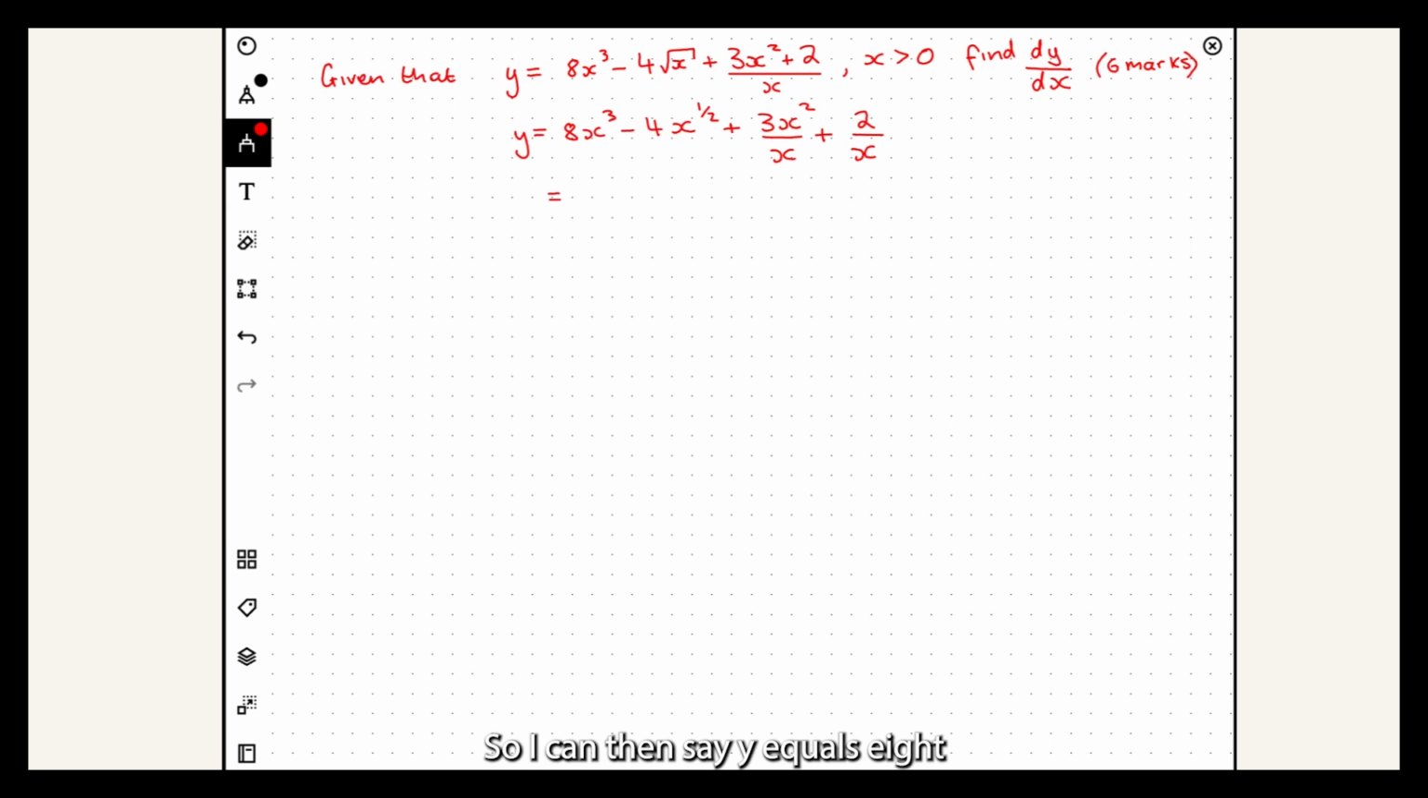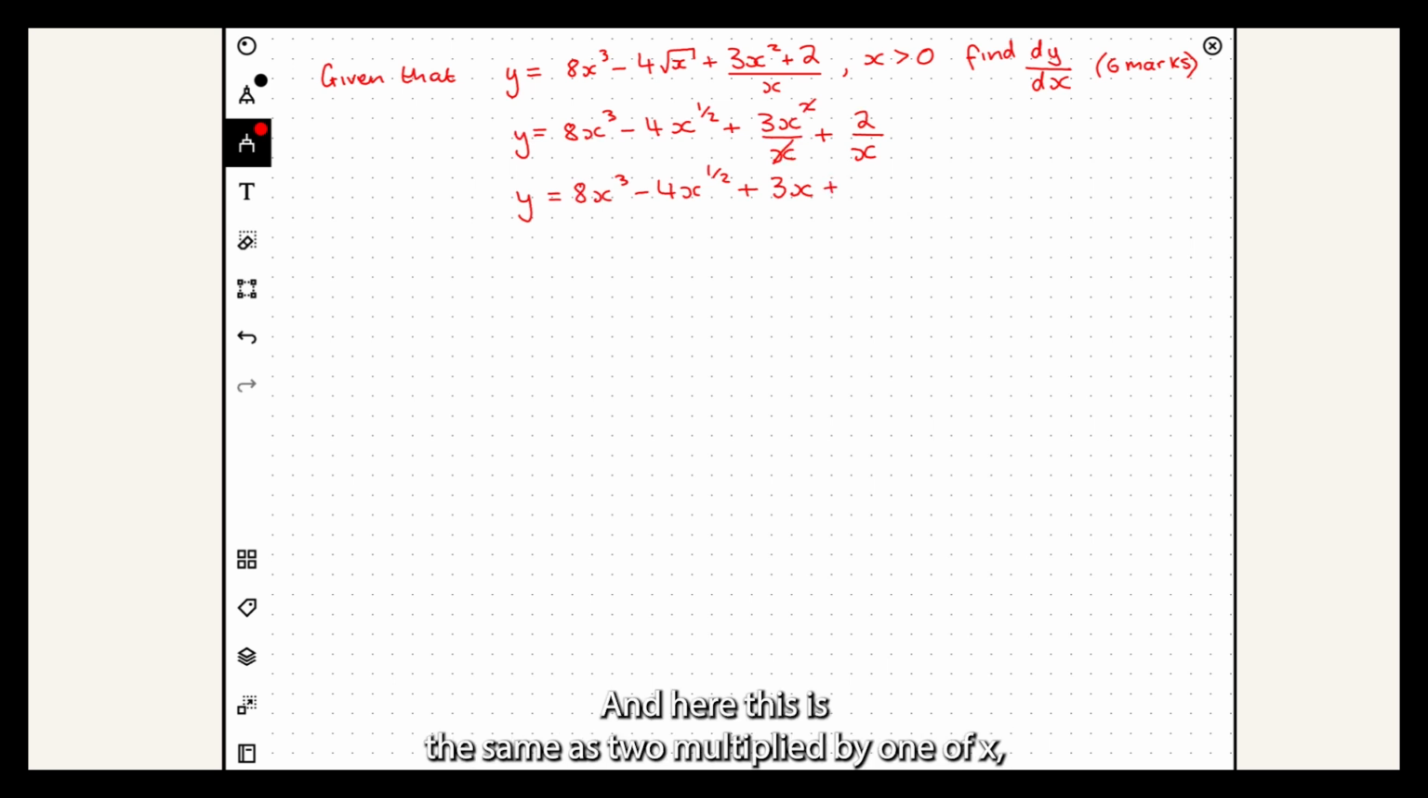So I can then say y equals 8x cubed minus 4x to the half plus, well, this cancels. So I end up with 3x, if I divide through by x. And here, this is the same as 2 multiplied by 1 over x, which is x to the minus 1.